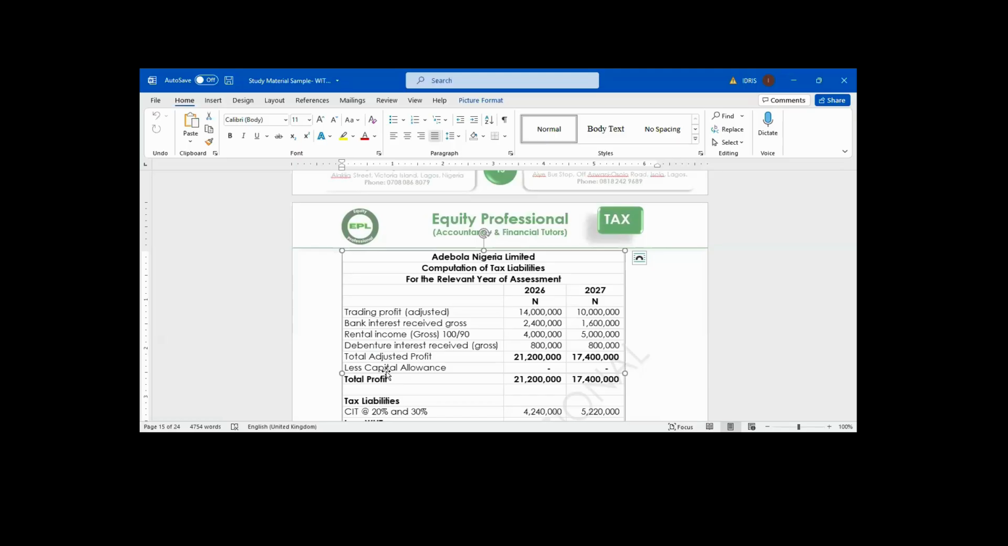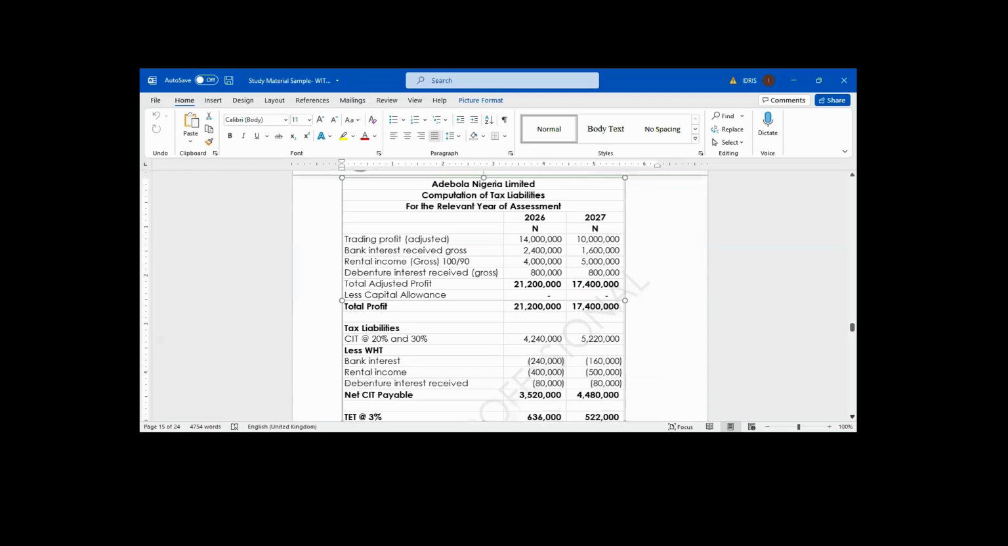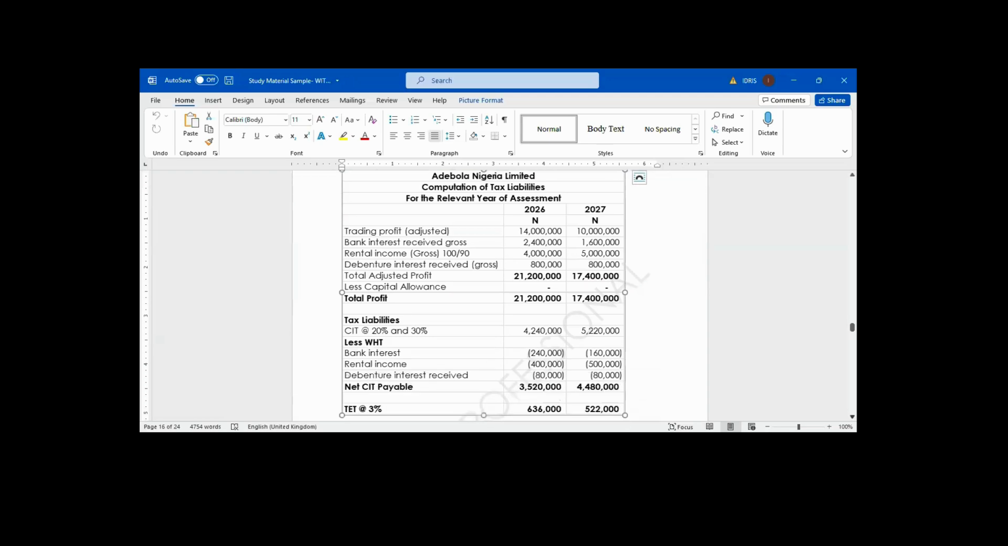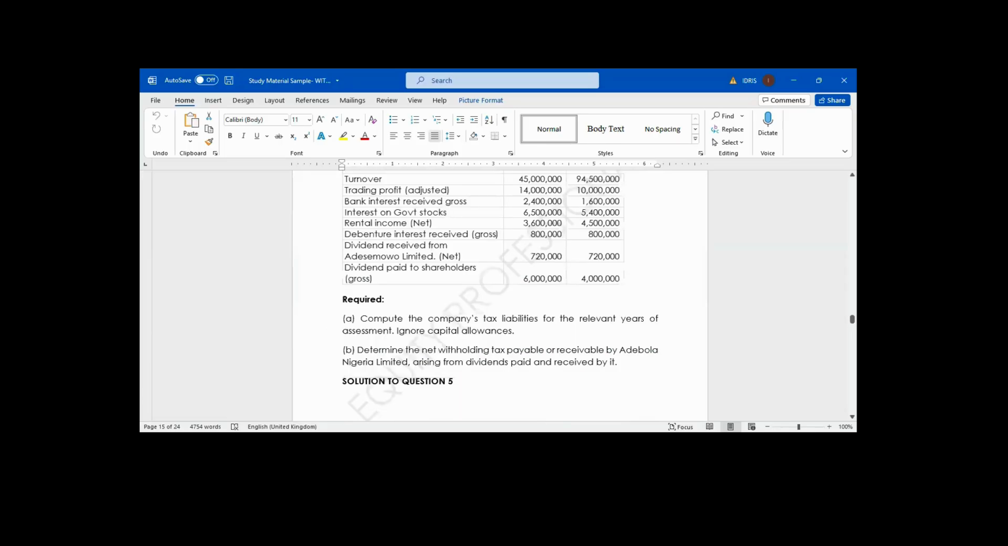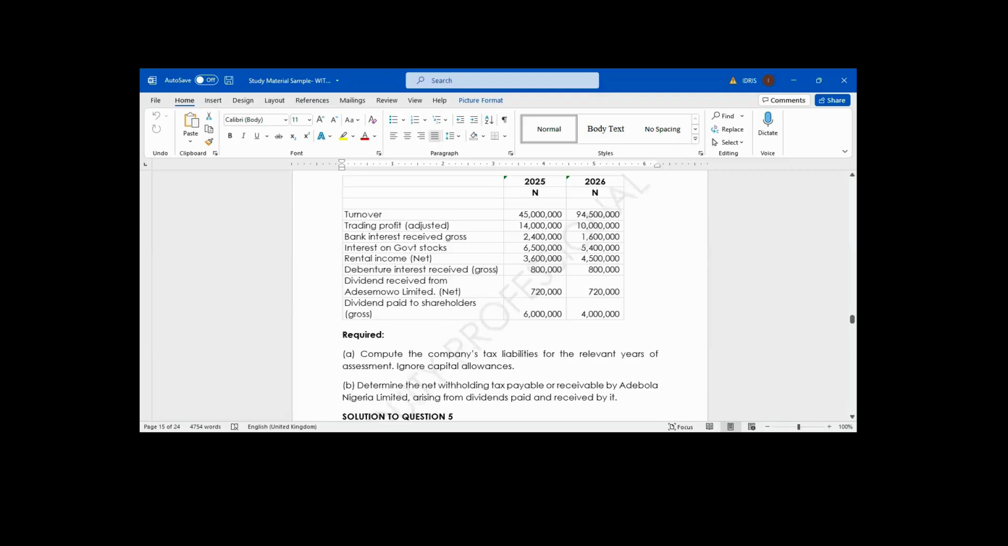So the total profit is 21,200,000 and 17,400,000. Now, for 2026 year of assessment, if I want to compute the company income tax, what rate am I going to use? What company income tax rate am I going to use? At the end of the day, 20%. I'm going to use 20%.